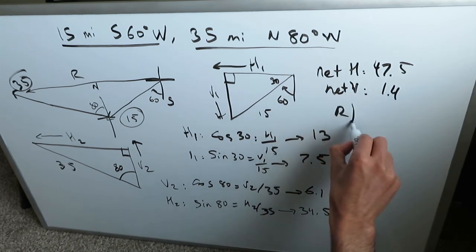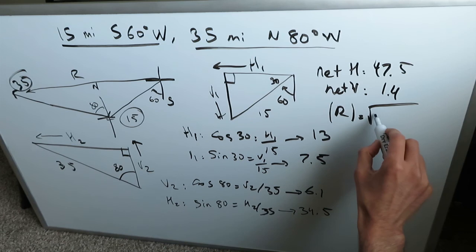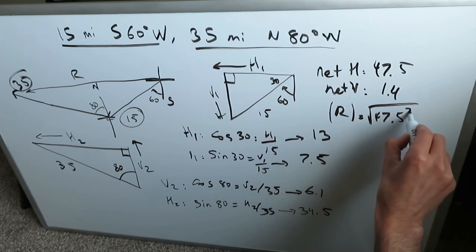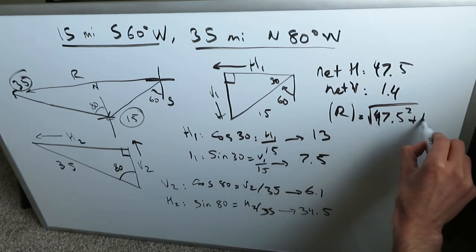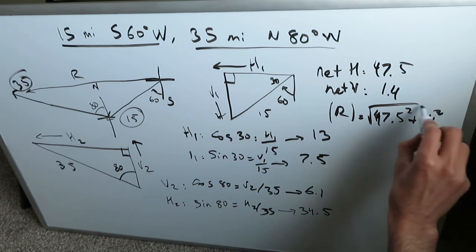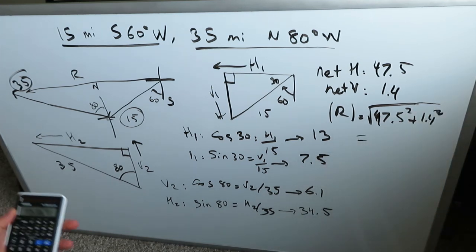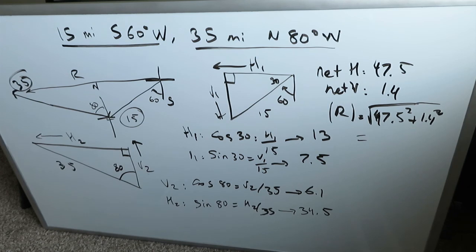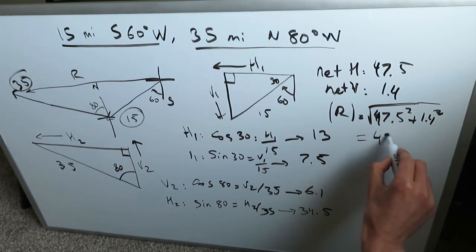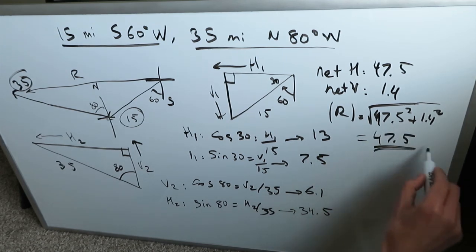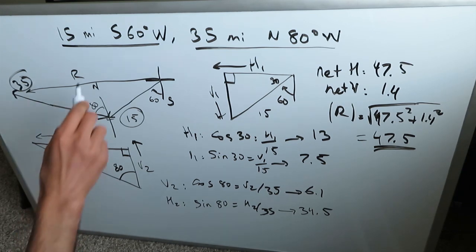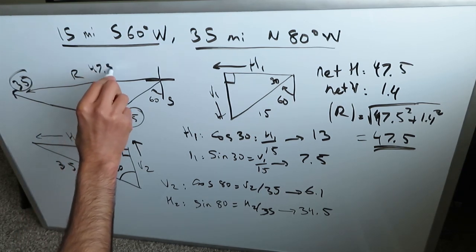So what's my resultant magnitude? It's going to be the square root of the sum of squares of these numbers: 47.5 squared plus 1.4 squared. And what do we get? I get 47.5. It's so close that it's easy just to say 47.5. So my total displacement is 47.5 miles. This right here is going to be 47.5 miles.